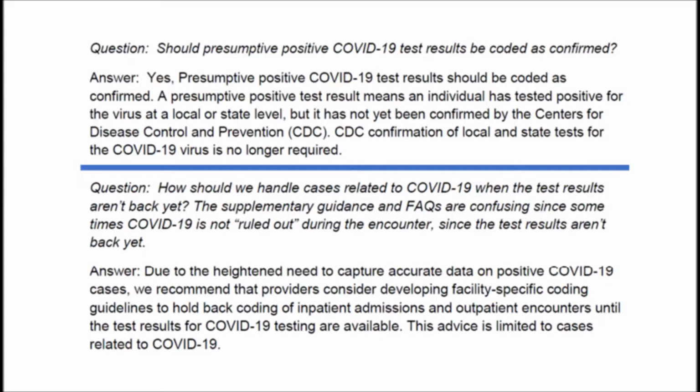Question: how should we handle cases related to COVID-19 when the test results aren't back yet? The supplementary guidance and facts are confusing since sometimes COVID-19 is not ruled out during the encounter, since the test results aren't back yet. Answer: due to the heightened need to capture accurate data on positive COVID-19 cases, we recommend that providers consider developing facility-specific coding guidelines to hold back coding of inpatient admissions and outpatient encounters until the test results for COVID-19 testing are available. This advice is limited to cases related to COVID-19.